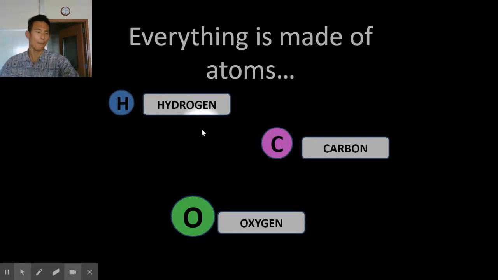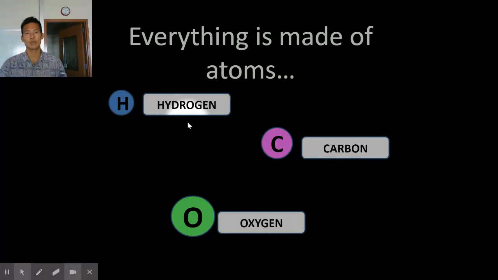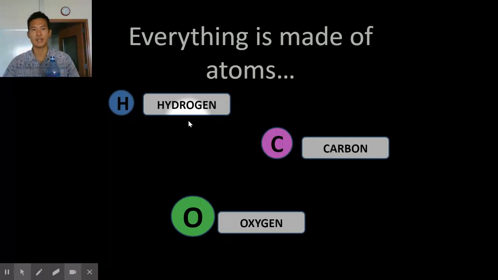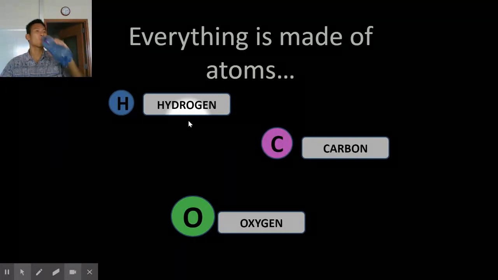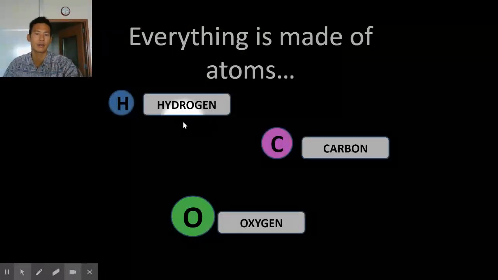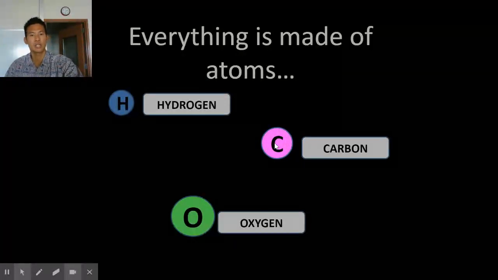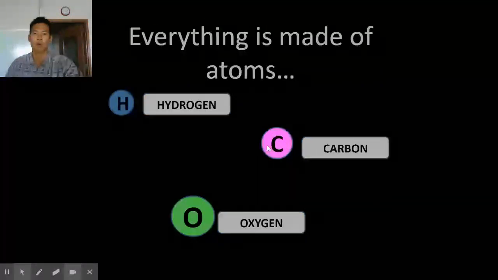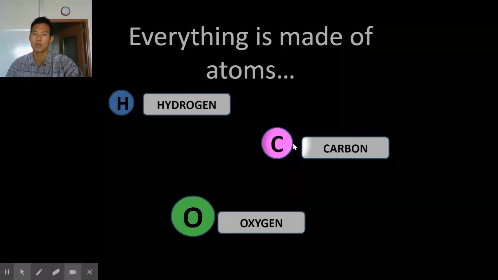For example, hydrogen. At room temperature, it exists as a gas. It is highly flammable. It exists in the upper atmosphere because it's very buoyant, it has a low density. Okay, carbon, because of its unique charges, can form 4 bonds, and this is what led to carbon becoming the backbone of life.